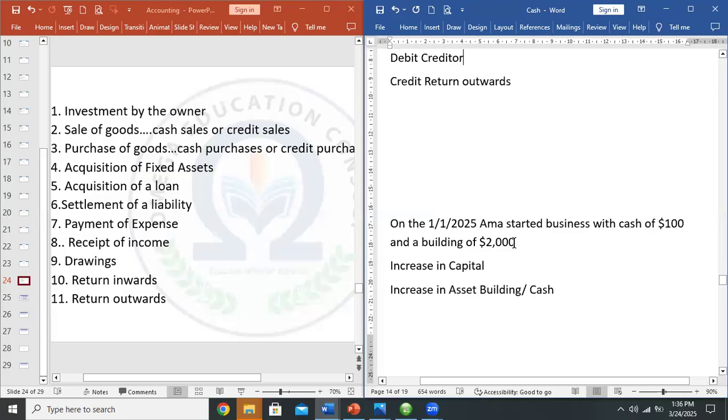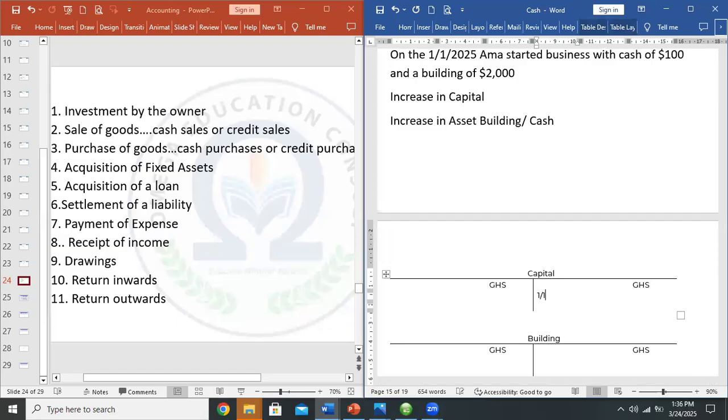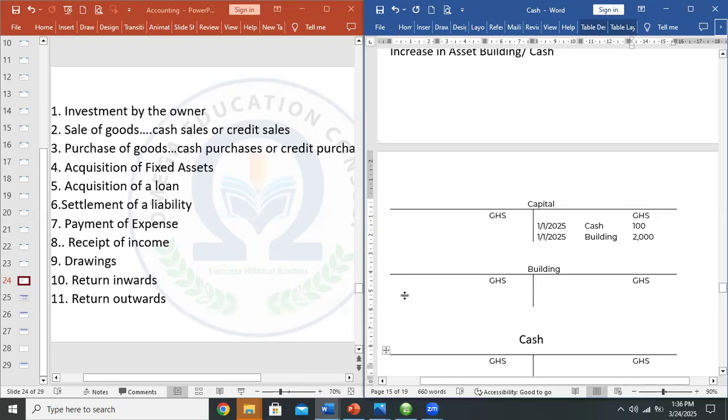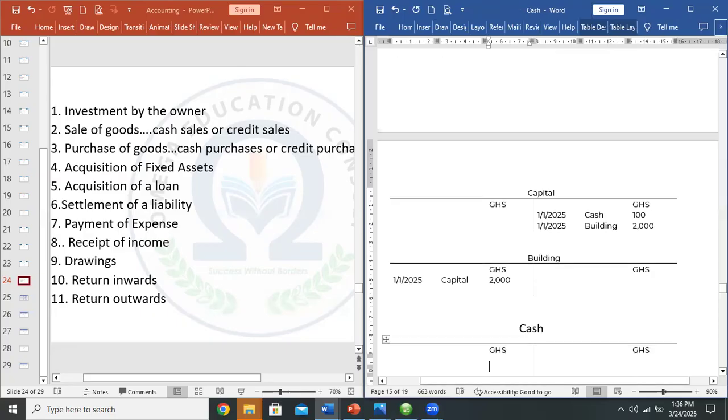So credit capital on the same date, 1st January 2025, but one of them is cash first, which was $100, and the other one on the same date, 1st January 2025, a building of say 2,000. So the corresponding entries will go into the cash and buildings accounts respectively. In the buildings account, you debit 1st January 2025, the details will be capital 2,000, and in the cash account, the other debit will come: 1st January 2025, capital 100.